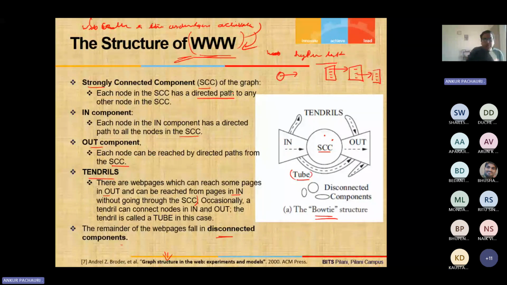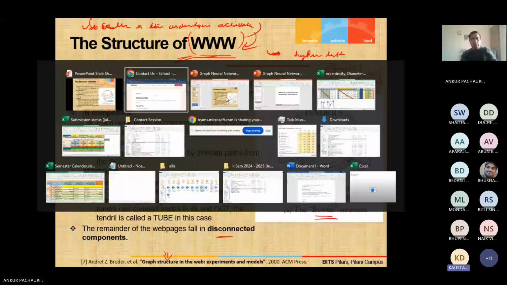By mistake, a few times I have said direct edge, but it's not a direct edge, it is a path from one node to another node. Okay, directed path. Clear? Yes.